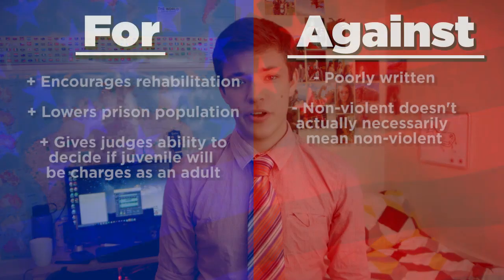year. Opponents say that Prop 57 is poorly written and it would allow people convicted of things like rape, assault with a deadly weapon, and domestic violence to get out early and increase California's crime population.